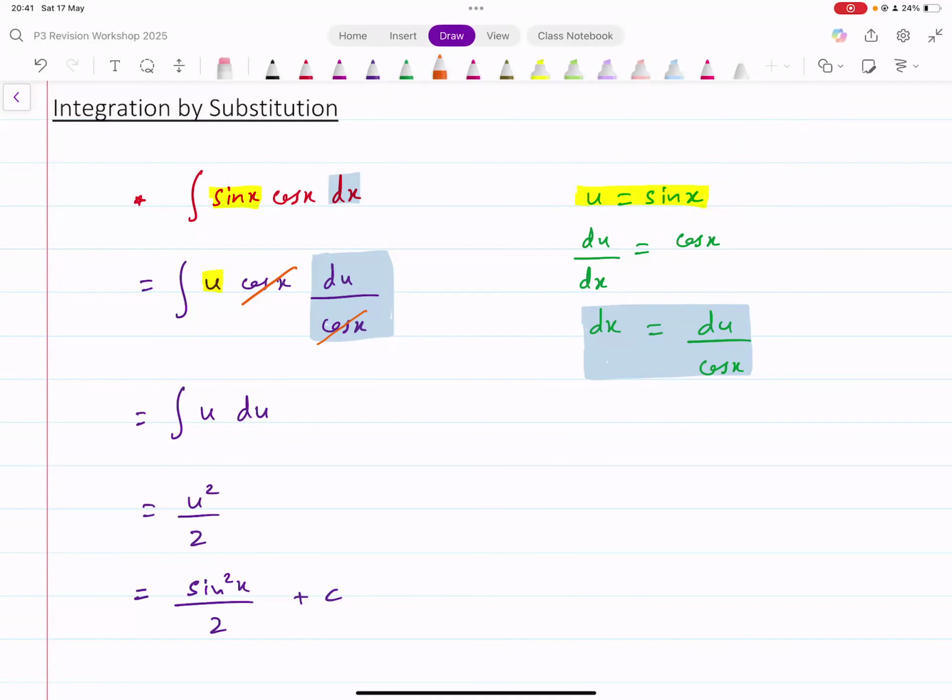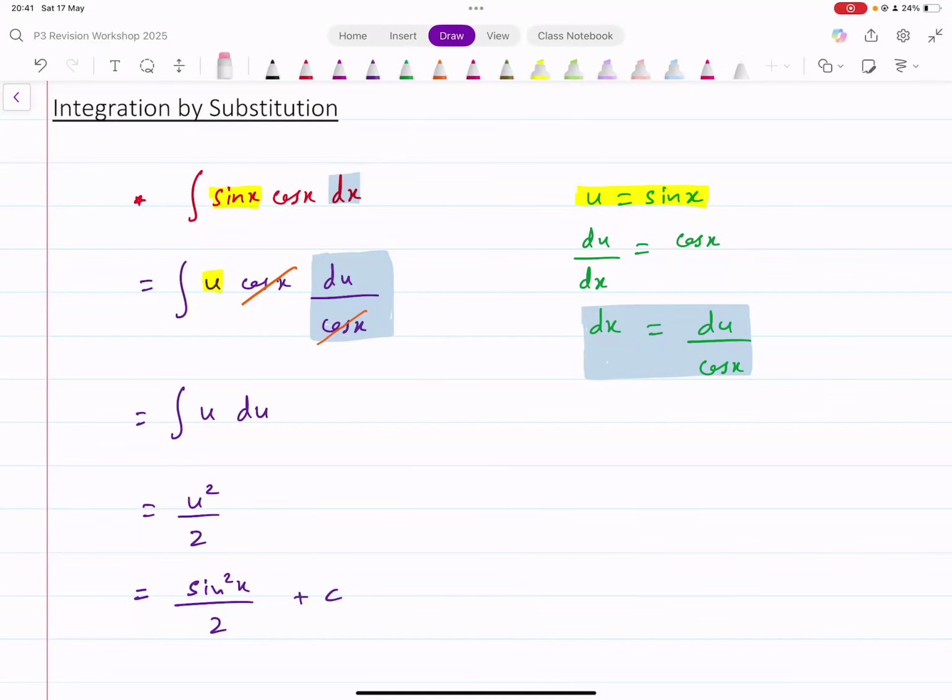If you replace sine x with u here, you get u into cos x into dx. Now, you also need to get rid of the other x from here. How would you do that? Whatever substitution you're given, you always will first of all differentiate that. So u equals sine x, you find the derivative of that. That gives you du over dx, which is cos x. And then you would make dx the subject so that you can replace this dx with du as well.